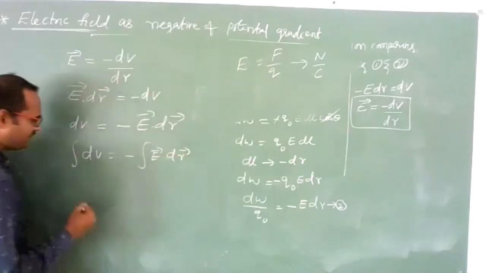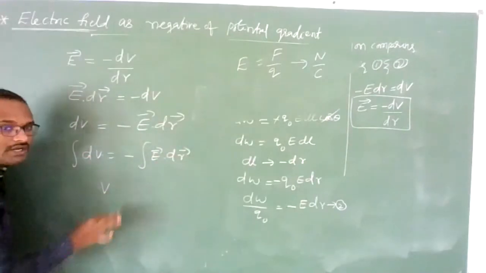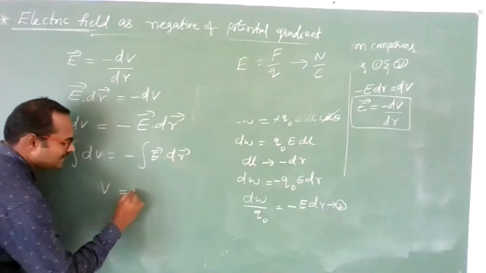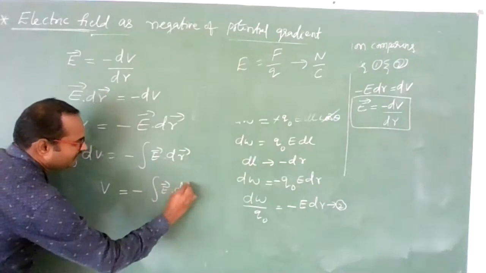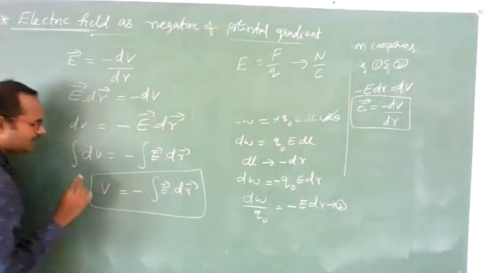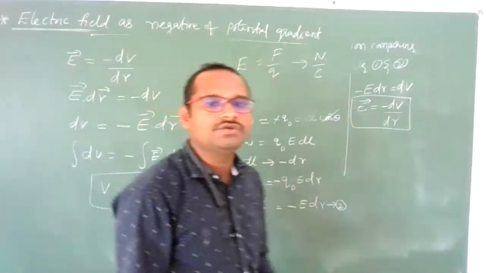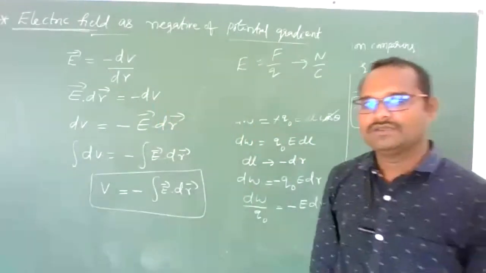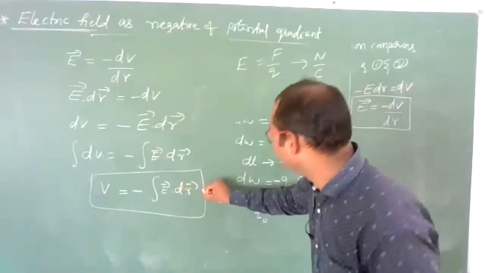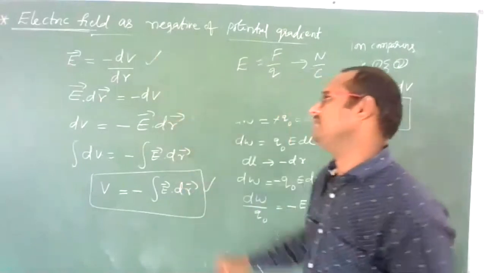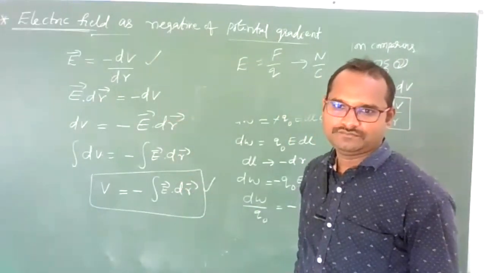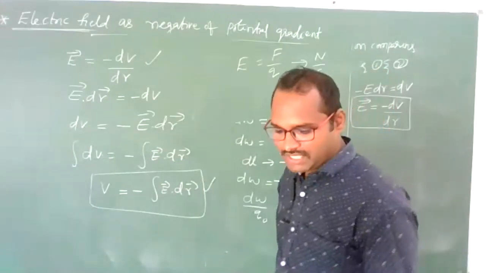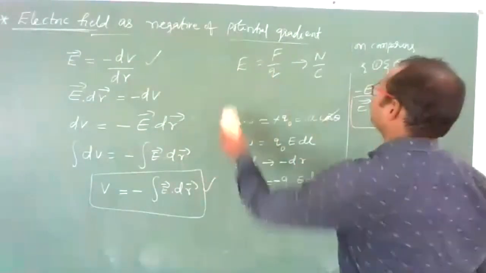Very, very important formula. Integration of dV gives you voltage. Voltage can be written as the negative integral of E bar dot dr bar. This is also an important formula. You must remember this. You'll get a lot of questions on this formula and on the previous one. Clear, students?